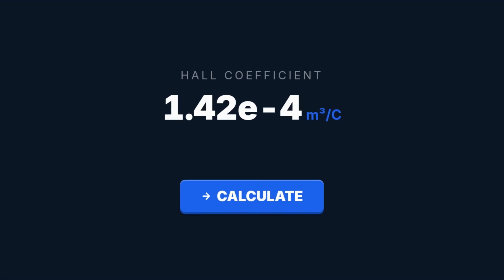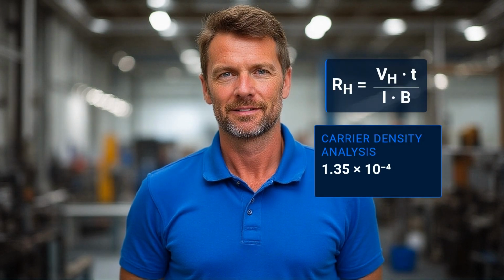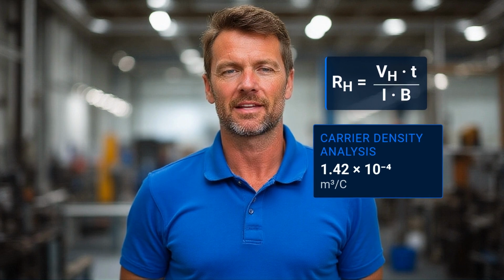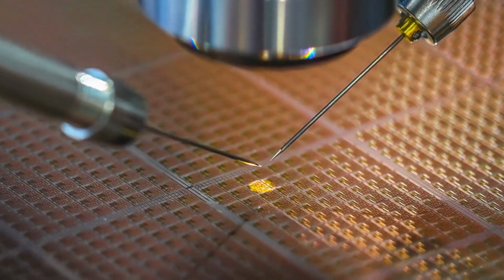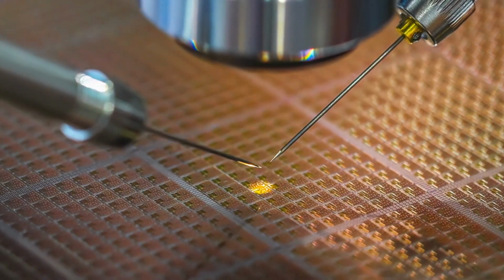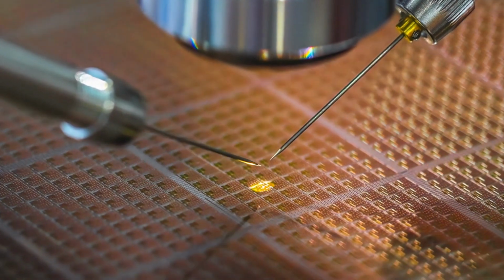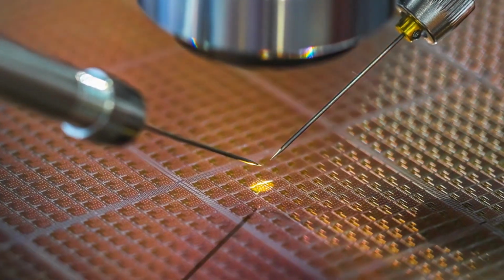The calculator instantly computes your Hall coefficient, which characterizes the Hall effect strength in your semiconductor material. This coefficient tells you about the carrier density and type in your sample, essential for semiconductor characterization and device design. The negative or positive sign indicates whether you have electron or hole conduction.